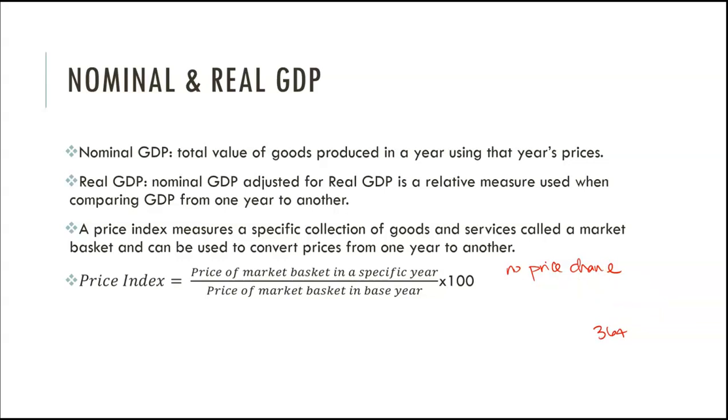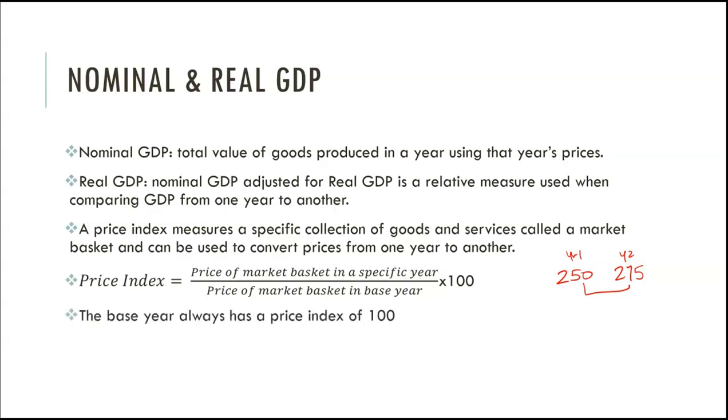So oftentimes we're looking at 2 years to see what's going on with inflation, and neither of them are the base year. So we could see we have a price index of 250 in year 1, and in year 2 we have a price index of 275. If we're trying to figure out the inflation between these years, we just want to see how much did prices go up from year 1 to year 2. And we'll get into a little bit more of those calculations in our chapter about inflation.